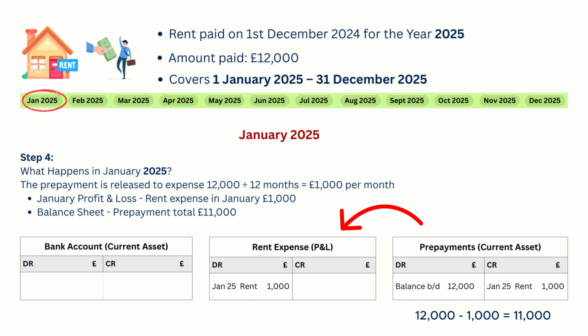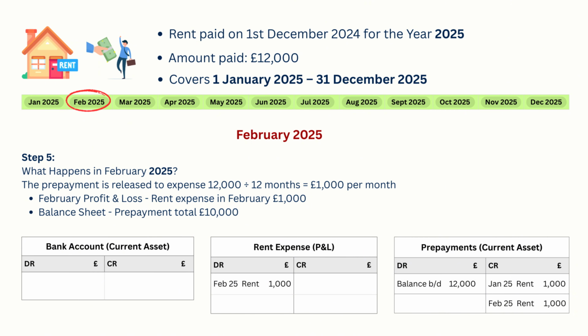In February 2025, exactly the same process happens again. The business uses another month of rent, which again costs £1,000. So in February, the profit and loss account shows a rent expense of £1,000. The prepayment in the balance sheet reduces from £11,000 to £10,000. It is very important to remember that February's profit and loss shows £1,000 only. It does not show January plus February. Each month stands on its own.